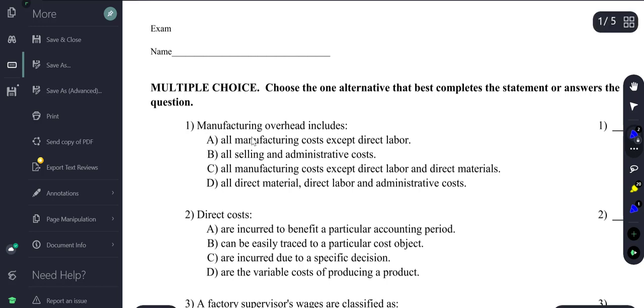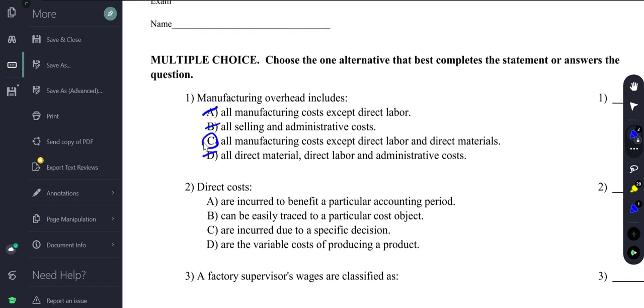So number 1 here says manufacturing overhead includes what? All manufacturing costs except direct labor. Well, that's not correct. You can eliminate that right away. All selling and admin. Well, selling and admin is not overhead. It's period cost. And then letter D is all direct material, direct labor, and administrative costs. Those just don't go together. You're going to have direct material, direct labor, and overhead, but those are not going to be a part of overhead. This answer is letter C. A good way to remember overhead is that it's all manufacturing costs except direct labor and direct materials.